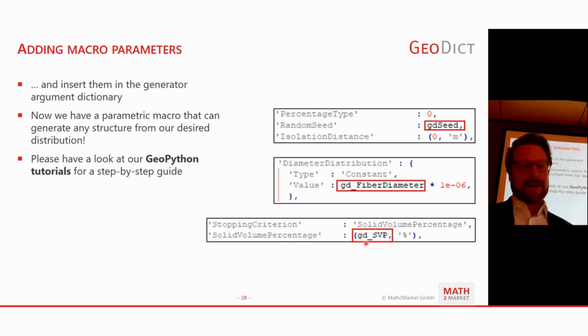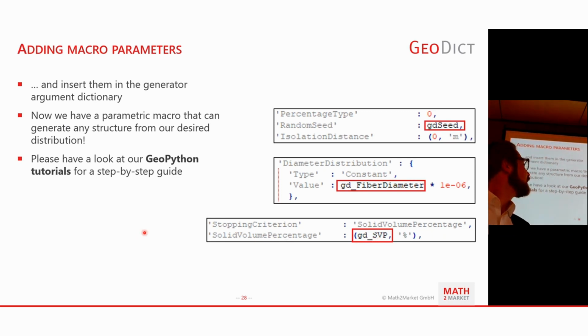And then, last but not least, the solid volume percentage, which is specified here. So basically, you go into your macro, you find this entry random seed. There you will find whatever number was recorded earlier, and you replace these numbers. This goes for all the 3 numbers. Replace it by the variable name.